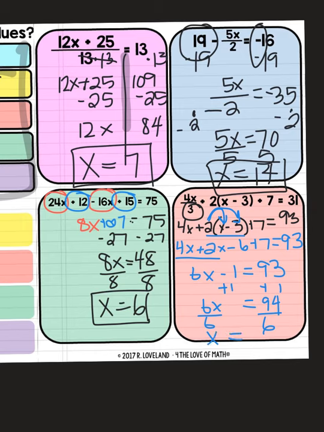X equals 92 divided by 6. That is a decimal, which is okay. We get 15.3 repeating. The rest of it is up to you.